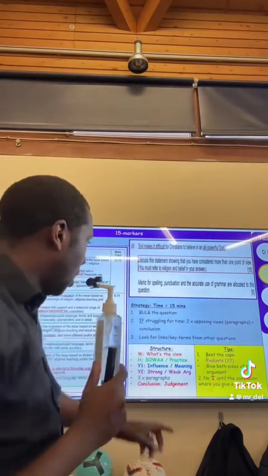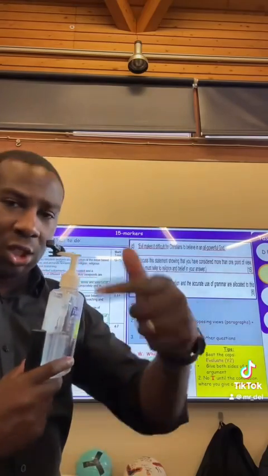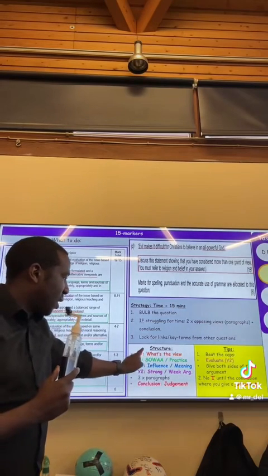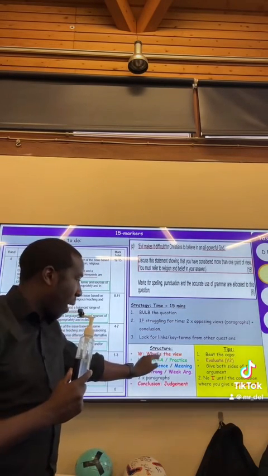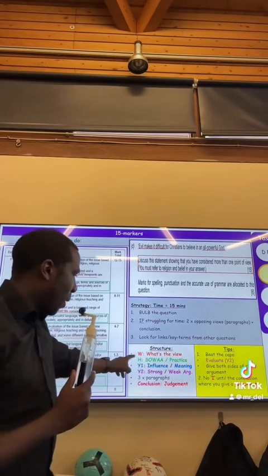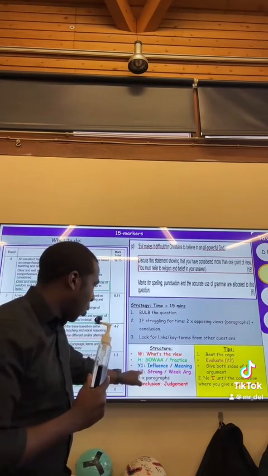If you're struggling for time, 2 paragraphs minimum plus a conclusion. Okay, in terms of the structure, here's what you want to do. Give the view for the what, give the source of wisdom and authority, or describe the practice for the how, explain the influence and the meaning for Y1.